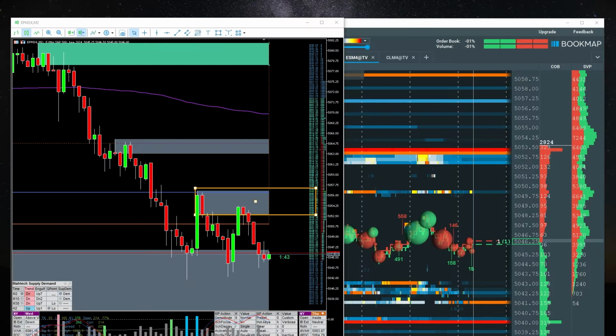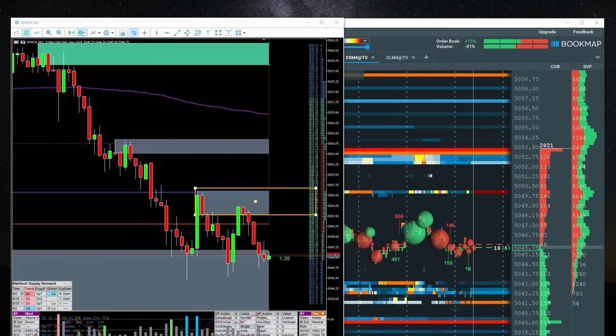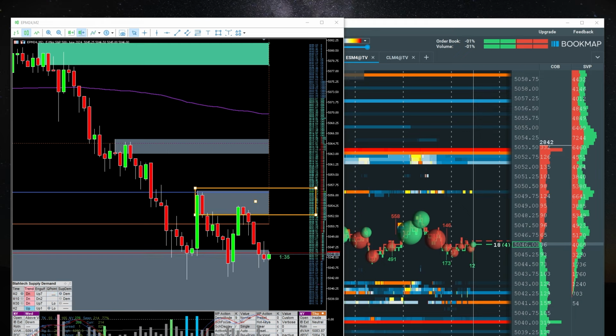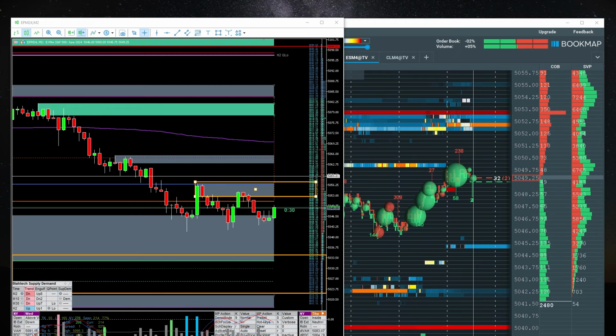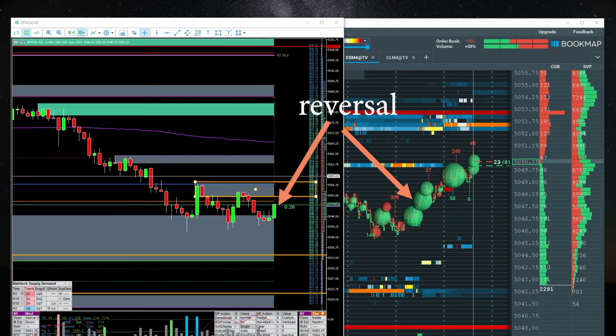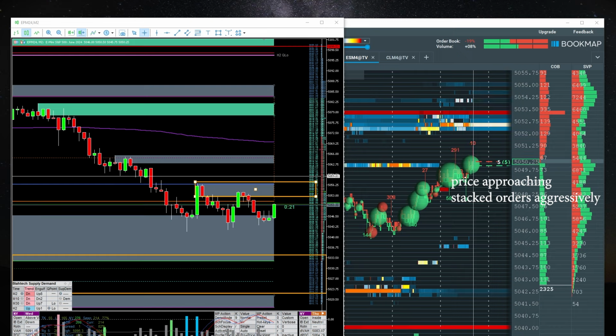Now, if the stacked order is seen quite close to the current price, like I'm going to show you here, it usually means that somebody wants to exit their existing orders. In this situation, the stacked orders are too close to the current price. So a reversal followed by an aggressive attack of the nearest opposing area is a good way to enter a momentum trade in the opposite direction.